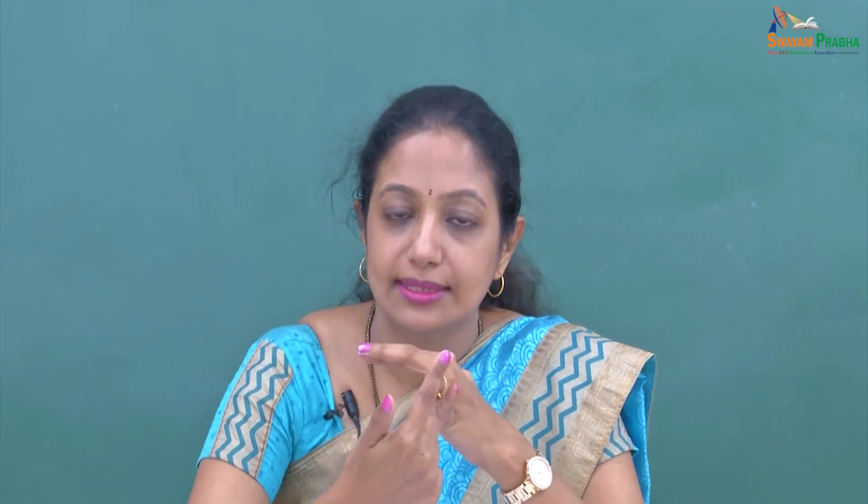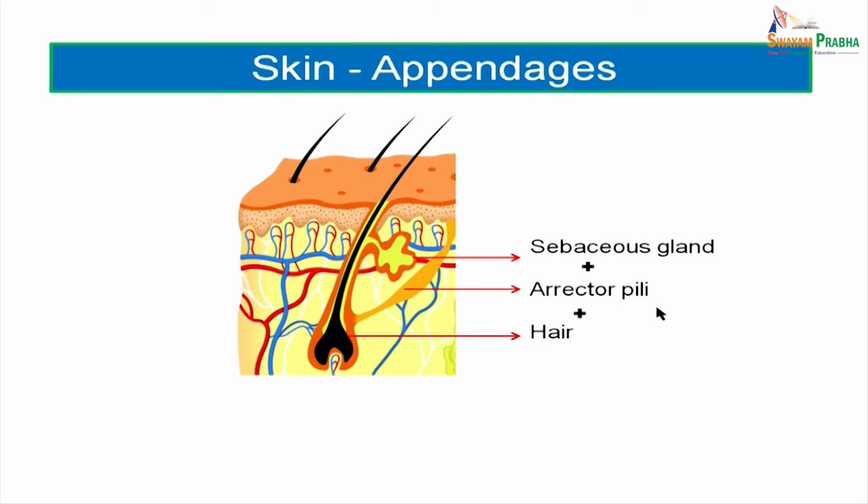So, in a cross section from internal to external we have the medulla, the cortex, the cuticle, Huxley's layer, Henle's layer, outer root sheath and a glassy membrane. So, this is the structure of a typical hair follicle. So, that again is a pilosebaceous unit.